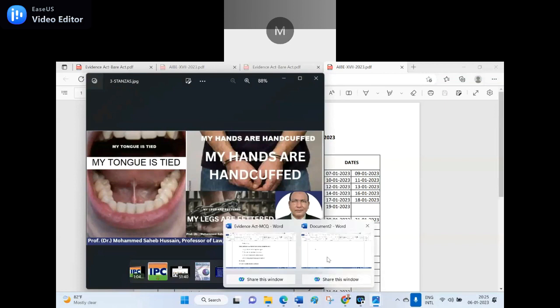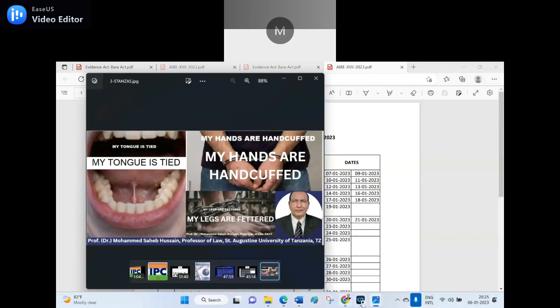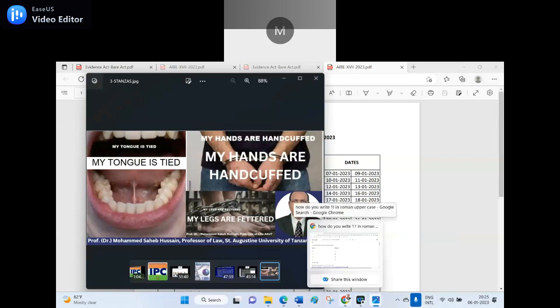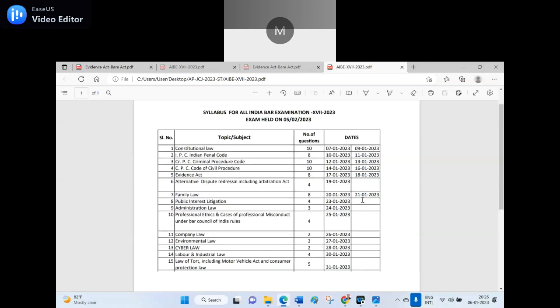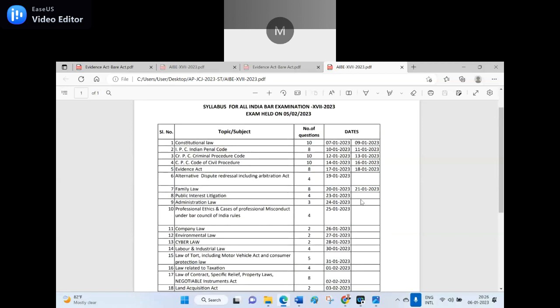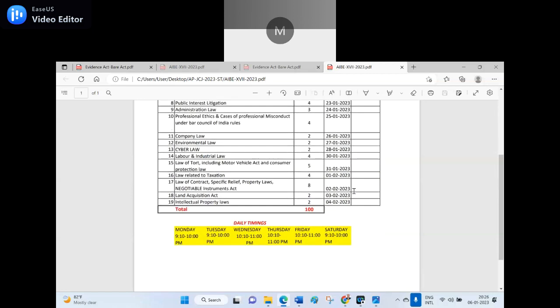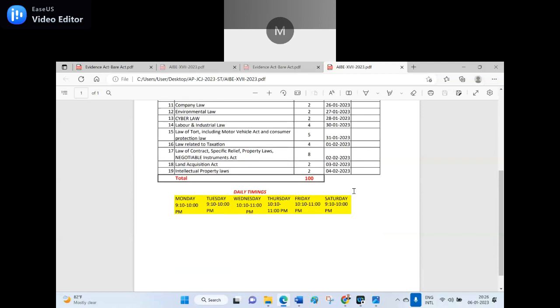And here I am showing you the syllabus for All India Bar Examination, 17th cohort 2023. The exam is going to be held on the 5th October 2023, if it is not postponed. Here I have given the schedule, and also the timings. Monday, Tuesday, Wednesday, Thursday, Friday, Saturday timings would have a little difference.